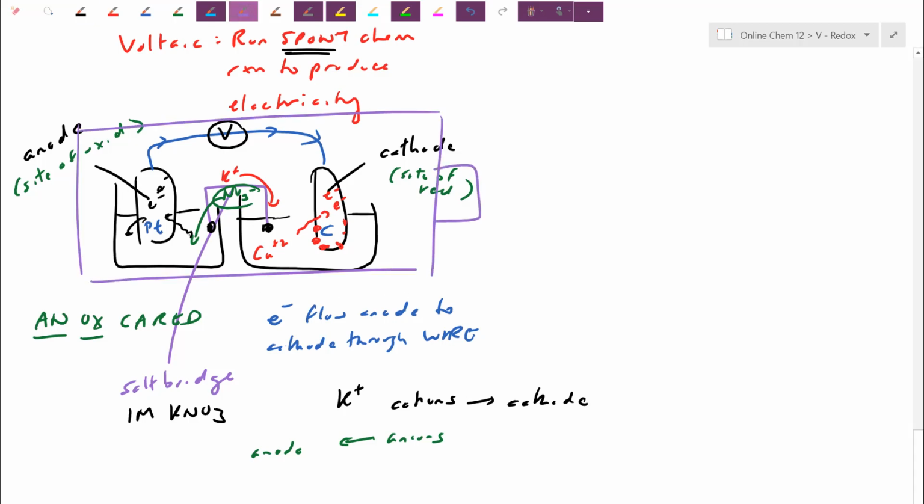Now, as with all batteries, as you run it for long periods of time, the chemicals end up depleting, and as the chemicals deplete, the overall voltage drops down to 0. When I have a dead battery, we're at equilibrium. We don't have a situation for it to react anymore.